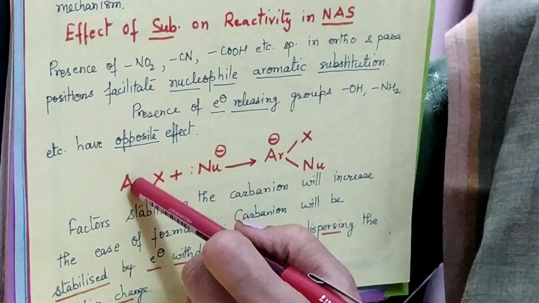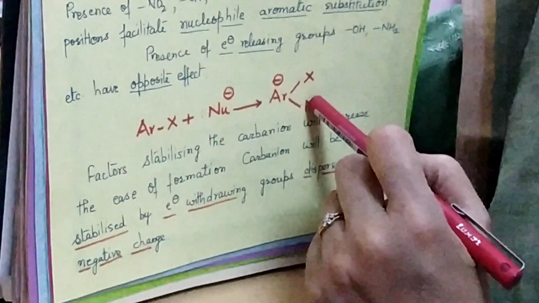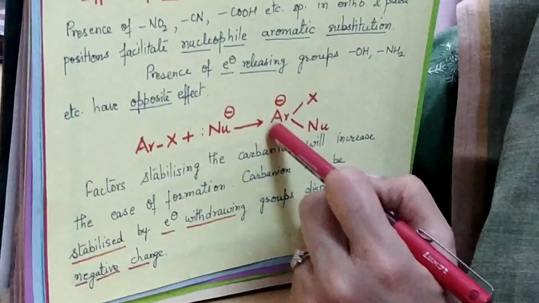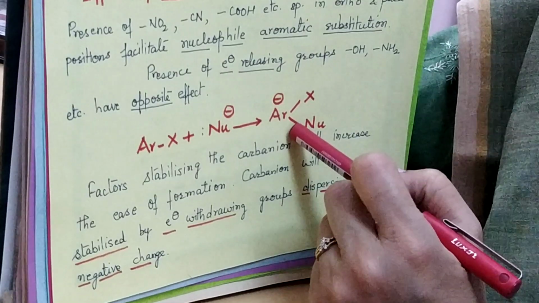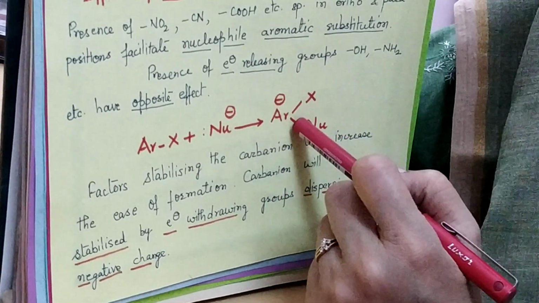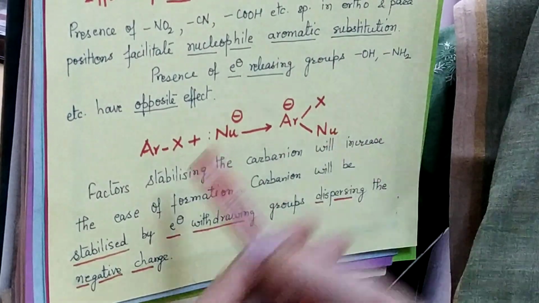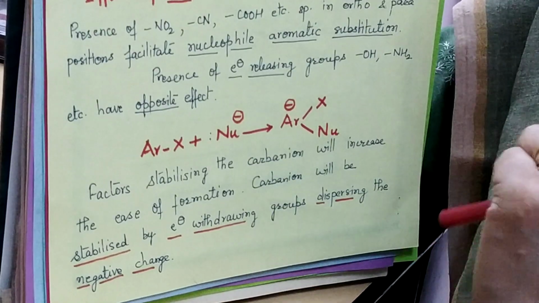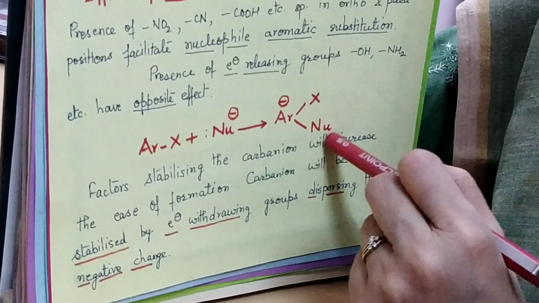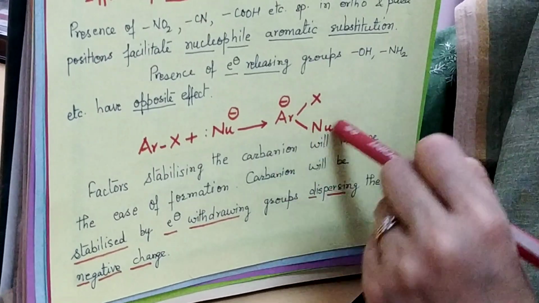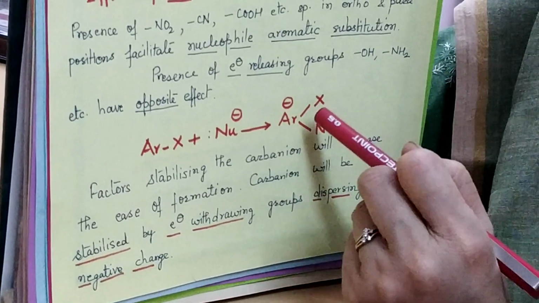Let's look at the mechanism once again. This is the aryl halide present here. This is the nucleophile, and in the first step, when this carbanion is going to be formed, there is going to be a negative charge present on the benzene ring, which will be dispersed over the whole of the ring, as we had seen earlier by writing the various resonating structures for the aryl halide. Now this X and Nu are attached to the same point, and the negative charge is present on the carbon atom of the aromatic ring.